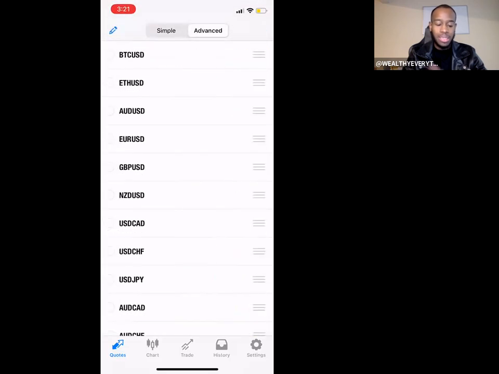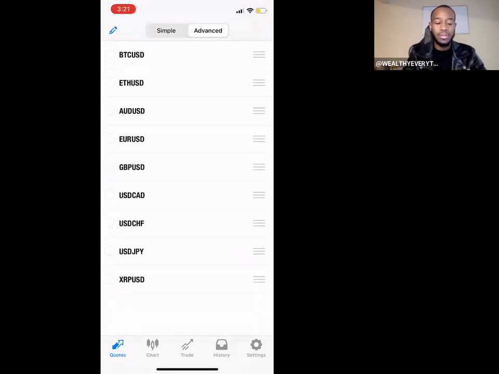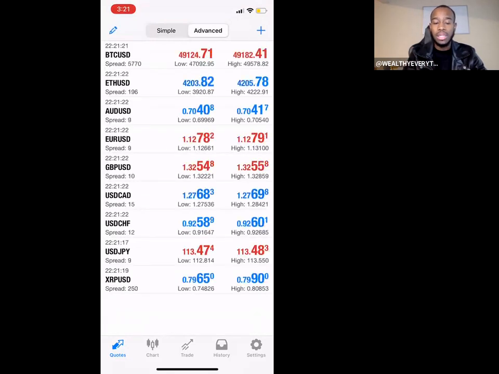Or maybe I want to delete something. Maybe I took one good look at New Zealand US dollar and said, I don't want to trade that. Or AUD/CHF and AUD/CAD. I can actually delete those. So this page is completely customizable. You can put anything in any order, and you can delete whatever you don't want to focus on.